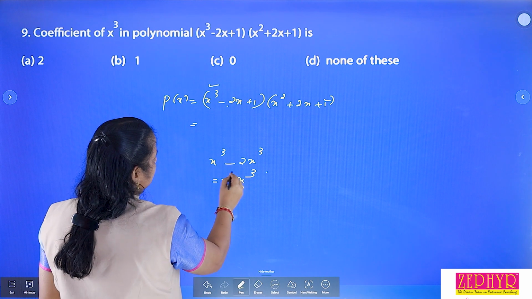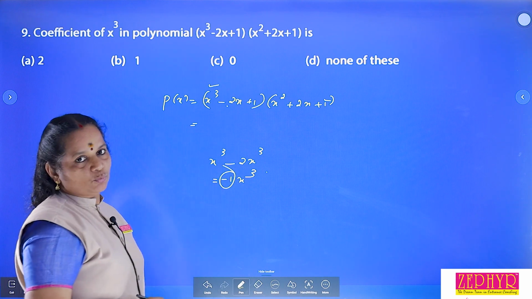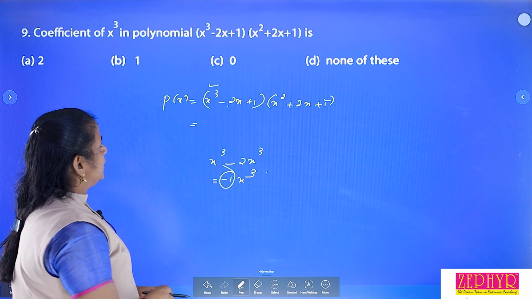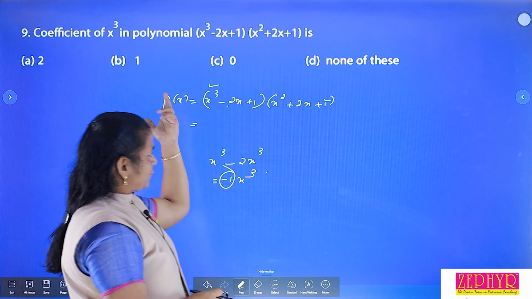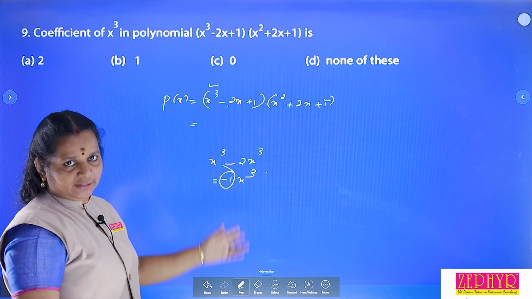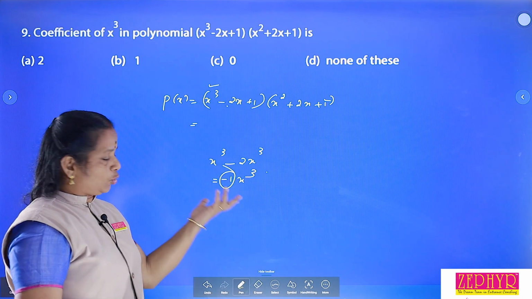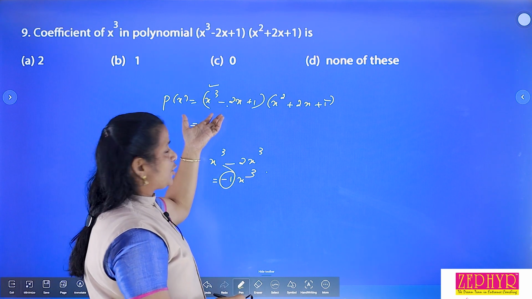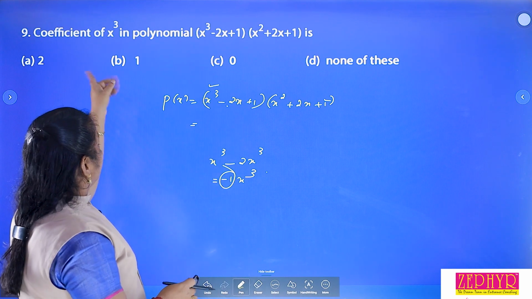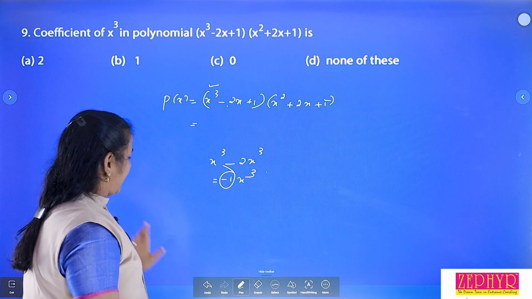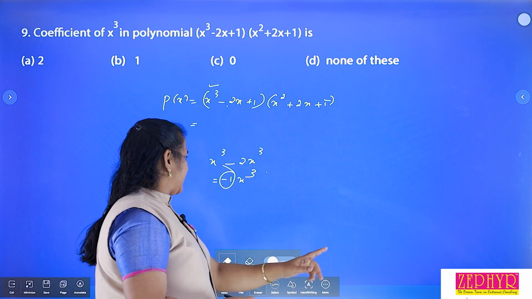So here, the coefficient of x cube is minus 1. That is the right answer. Using proper multiplication, we can't do the whole multiplication in this type of question. We just try to find the coefficient of the given term, the value of x cube. That's all. Okay, the next question.